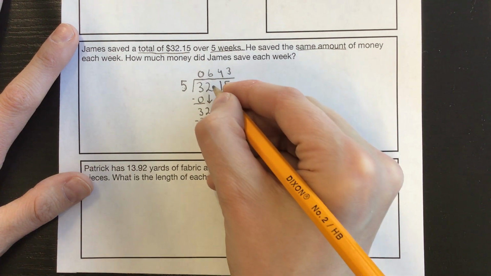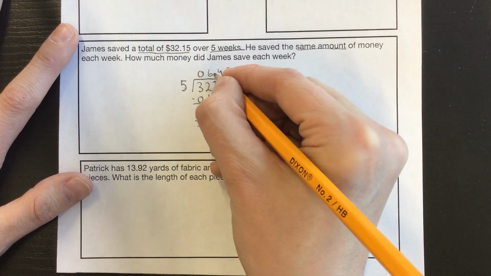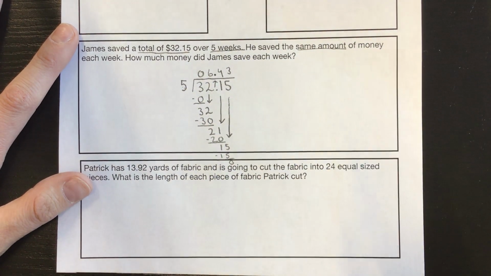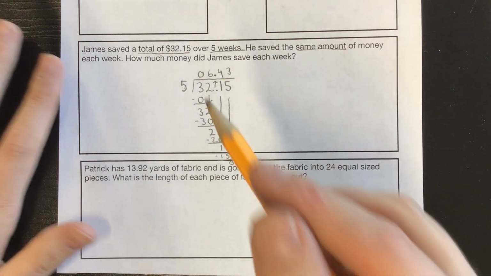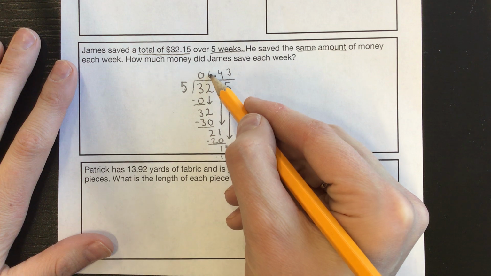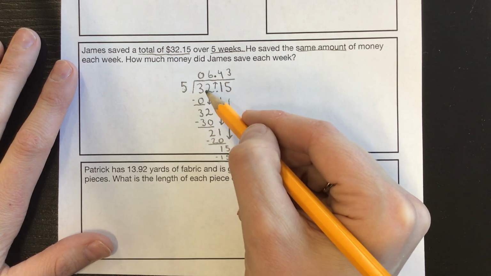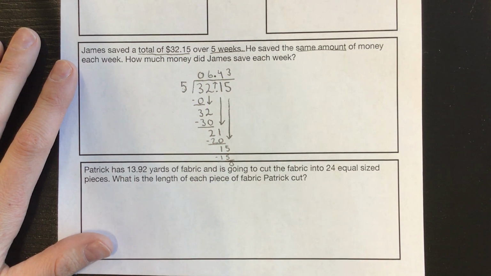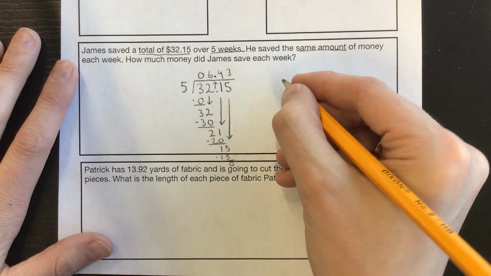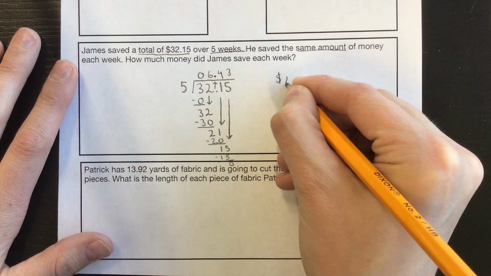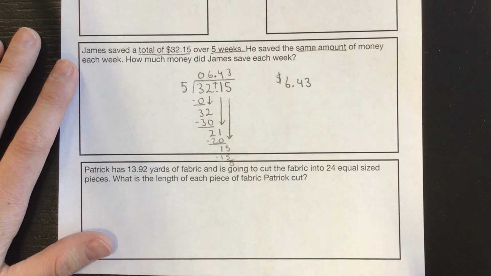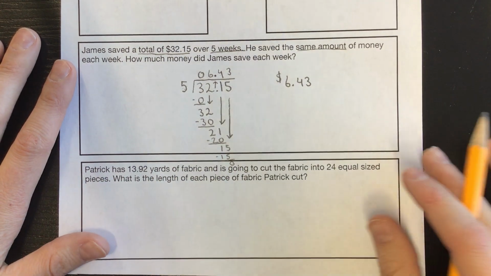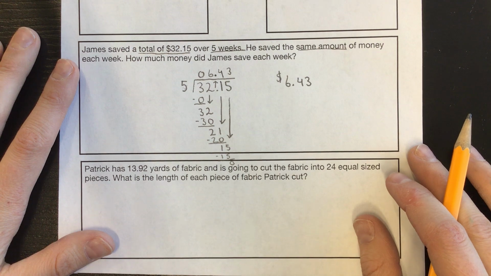I just bring my decimal straight up, so it's going to go in between the 6 and the 4. Also, that's the most reasonable place to put it, because 5 times 6 is 30, and so 32 is pretty close to that. So he saved exactly $6.43 each week for 5 weeks to give him a total of $32.15.